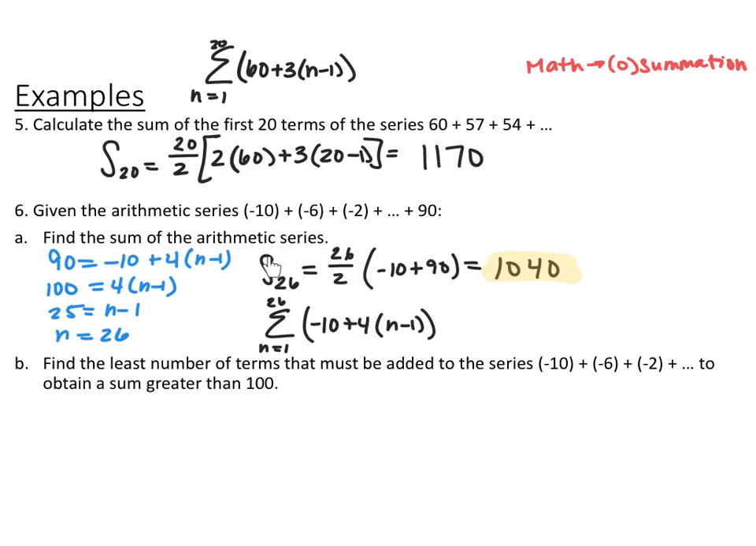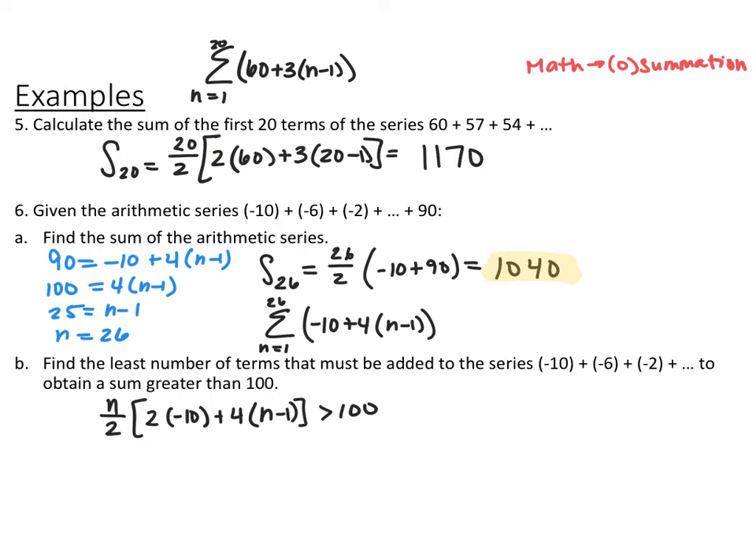So then I plugged it into the arithmetic series formula where I knew the first and the last term. So 26 over 2 times negative 10 plus 90, which is 1,040. If you used your graphing calculator, the math summation, you would have had to plug it in as x equal to 1 up to 26, and then your general term of negative 10 plus 4 times n minus 1.